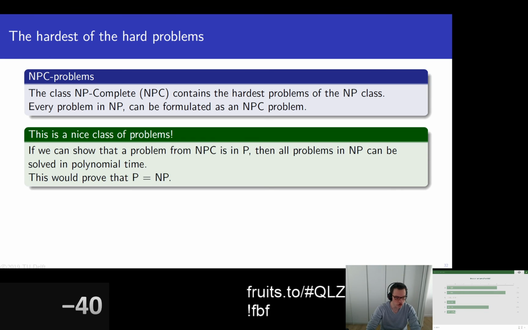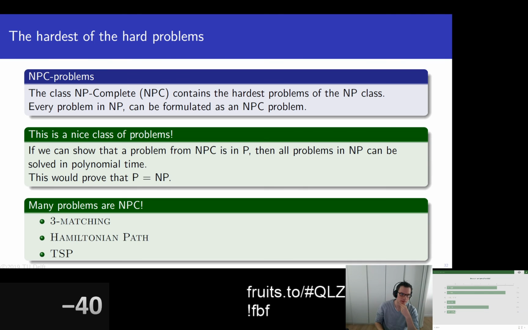If I can show for just one problem in NPC that it is actually in P, then all problems in NP can be solved in polynomial time. Because all problems in NP can be rewritten to that NP-complete problem in polynomial time, and therefore all problems in NP can be solved in polynomial time, proving that P equals NP.